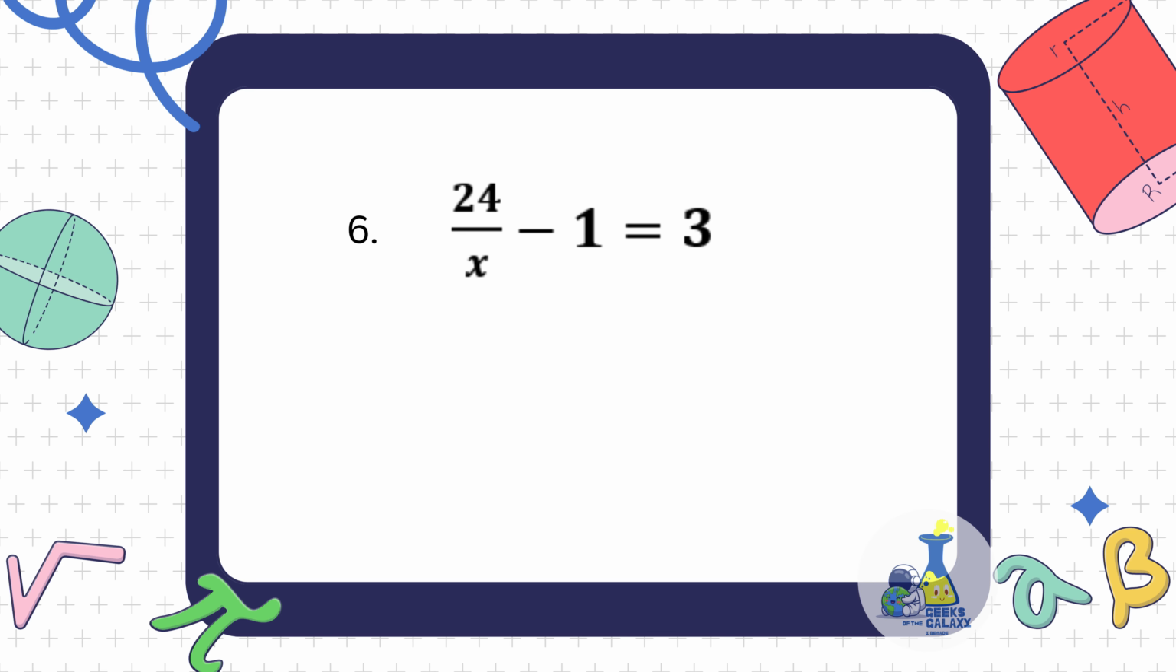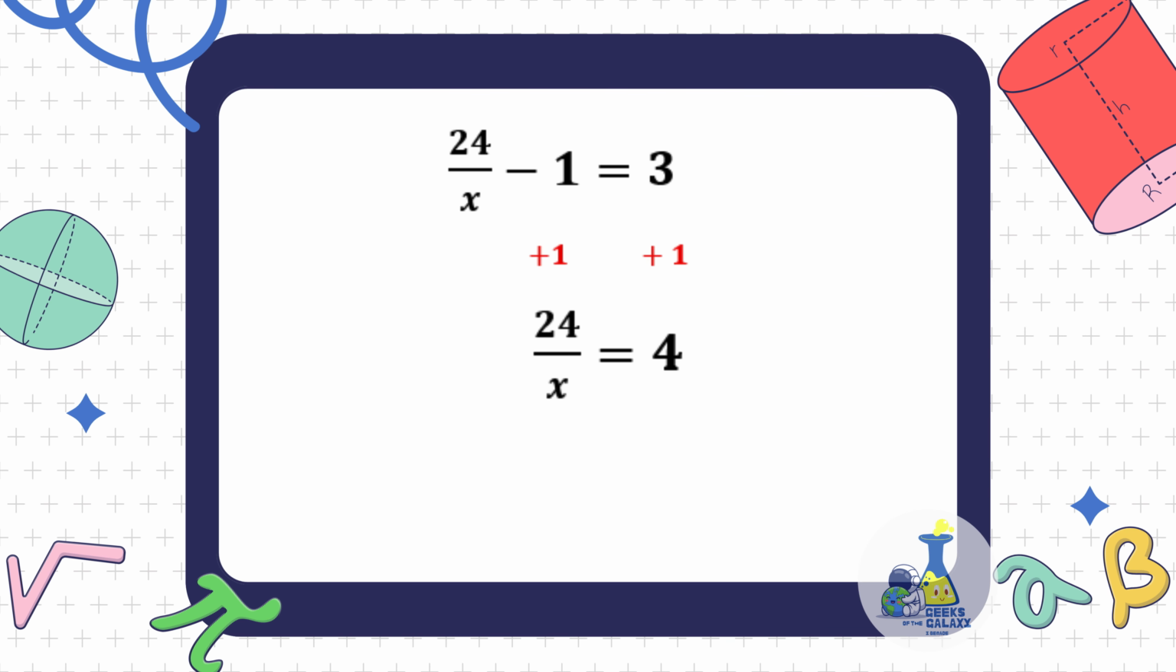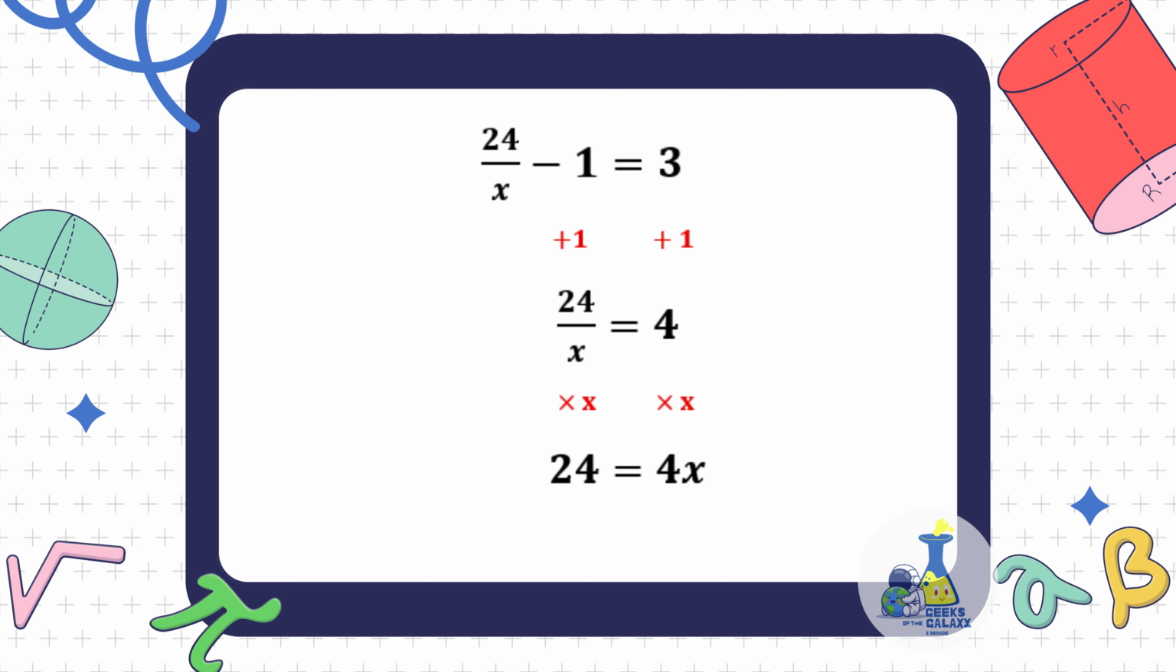Let's look at one last two-step equation. The inverse of minusing 1 is plusing 1, which we will do on both sides of the equal sign, which gives us a new equation of 24 divided by x equals 4. Because this example looks a little bit different, we're going to have to times with x on both sides of the equal sign. Our new equation is 24 equals 4x.